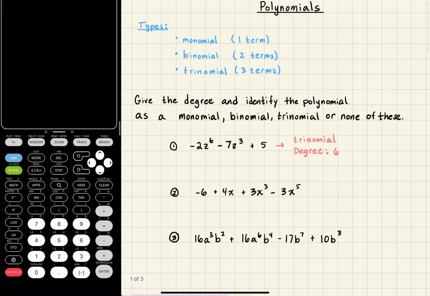Let's take a look at problem number 2 here. In problem 2, I'm seeing 1, 2, 3, 4 terms. 4 terms, and if we look at the types up here, I don't see any name for a 4-termed polynomial. So in this case, we would say it's none of those. It's neither a binomial, monomial, or trinomial. So we would identify that as none of those.